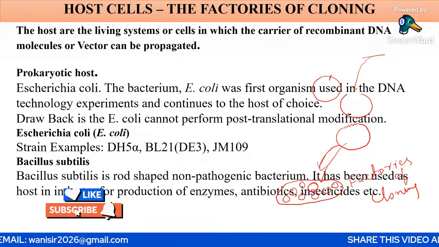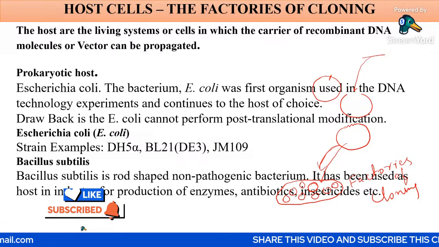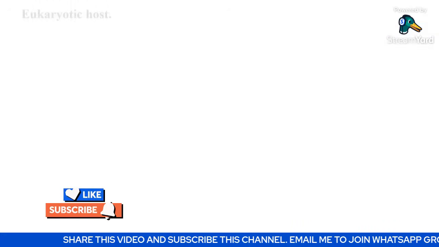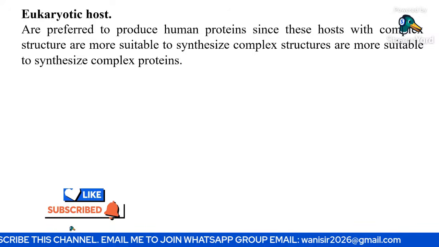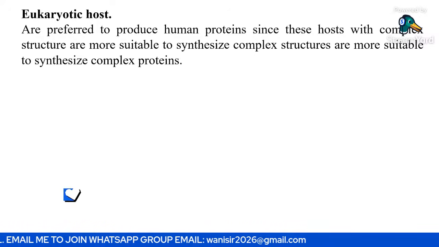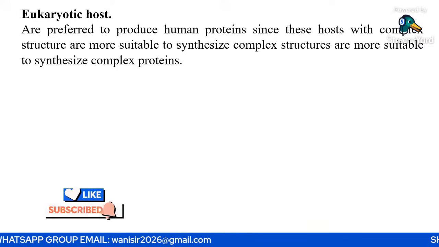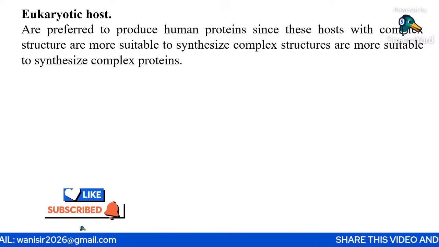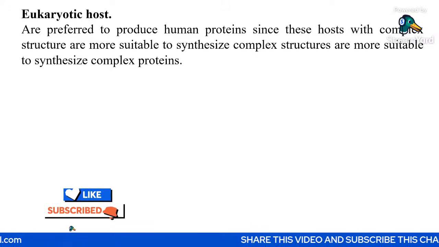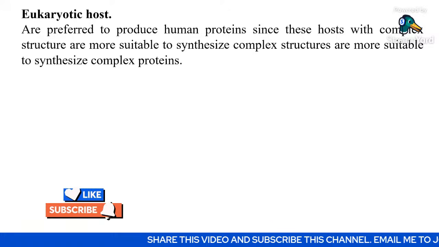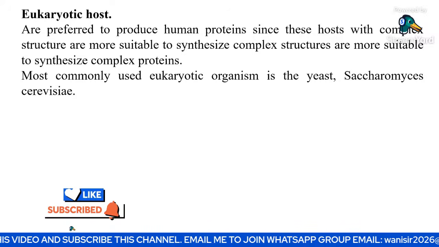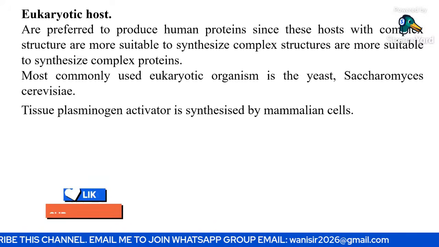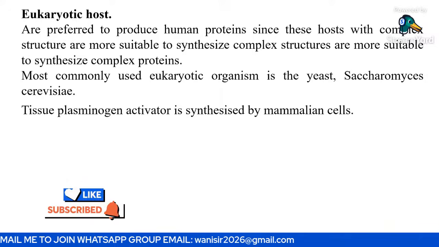Bacillus subtilis is a rod-shaped non-pathogenic bacteria. It has been used in industry for production of enzymes, antibiotics, and insecticides. Eukaryotic host cells are preferred to produce human proteins, since these hosts are more stable to synthesize complex proteins. If we have to perform the cloning of these complex proteins, we need the eukaryotic host cell. Most commonly, eukaryotic host cells are yeast, Saccharomyces cerevisiae, and tissue plasminogen activator synthesized by mammalian cells.